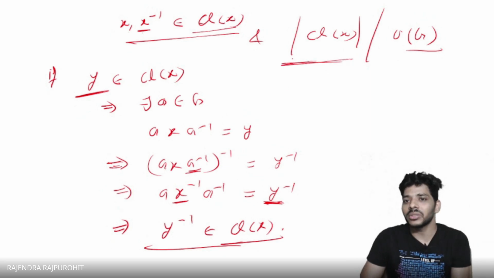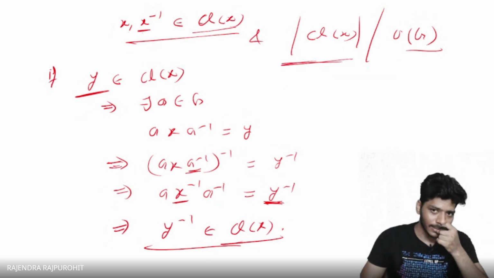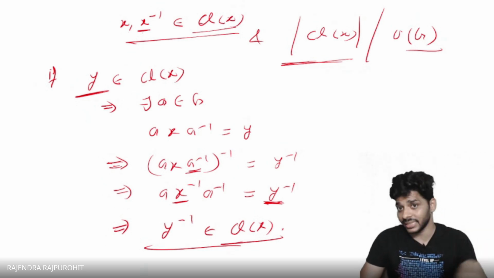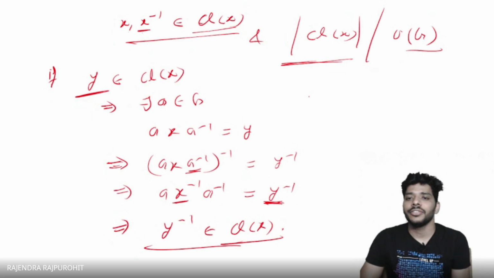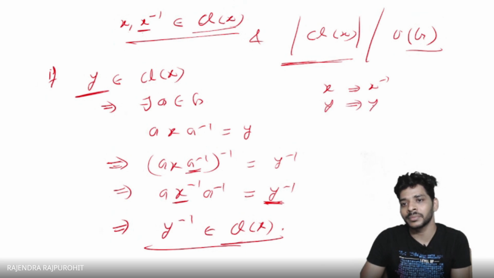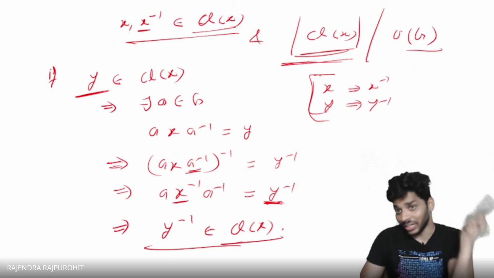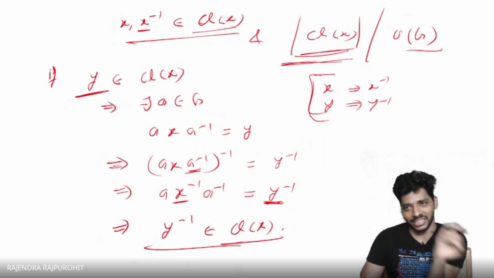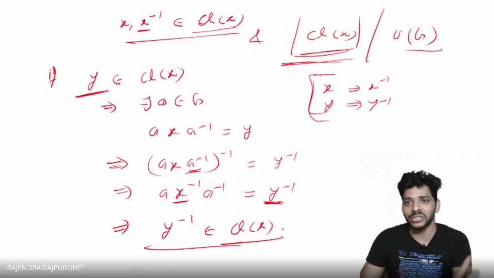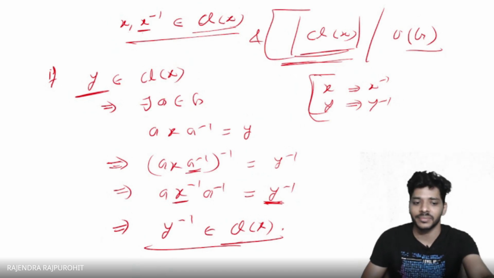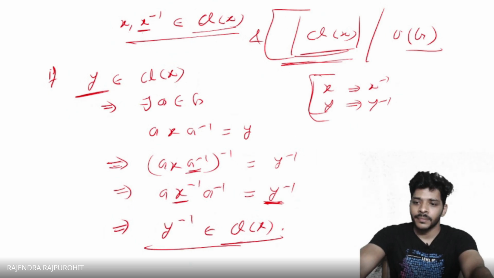What can you say about the cardinality of this class? Can it be odd or must it be even? Anyone? If you have x, then you have x inverse. If you have y, then you have y inverse. These all are in your class. If you have one, then there is an inverse. If you have another, then there is an inverse. What can you say about the cardinality of this class? Will it always be even? Anyone?